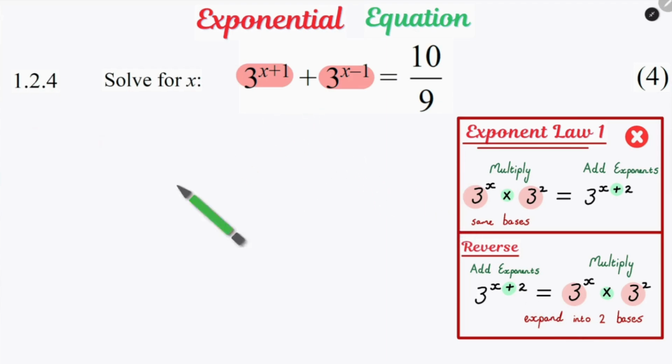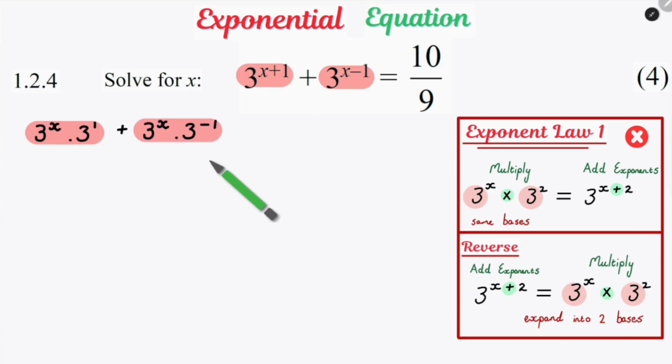So if I split this up, it's just going to be 3 to the power of x times 3 to the power of 1. That plus will stay there, and I'm going to split the next one up at the same time. So it's just going to be plus 3 to the power of x times 3 to the power of negative 1.